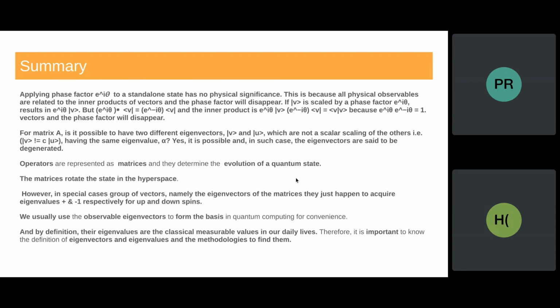So basically, it rotates in the hyperspace based on the operation of the matrix, and there are special cases where the eigenvalues happen to be plus or minus 1. Those corresponding vectors are called eigenvectors, and this is for observation, to make sure the basis by which we measure is real in the two-level system, like we do in classical computing. Therefore, we prefer to have measurement based on the eigenvalue.